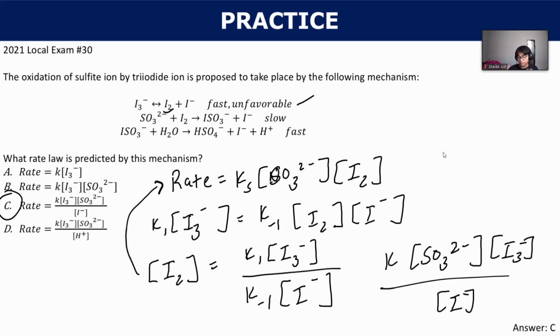So again, you have to figure out the slow step, use the fast equilibrium to set the forward and the reverse reactions equal to each other, and then solve for the intermediate that you need, and then you just plug it back in, do some simplifying, and you'll get your overall rate law.